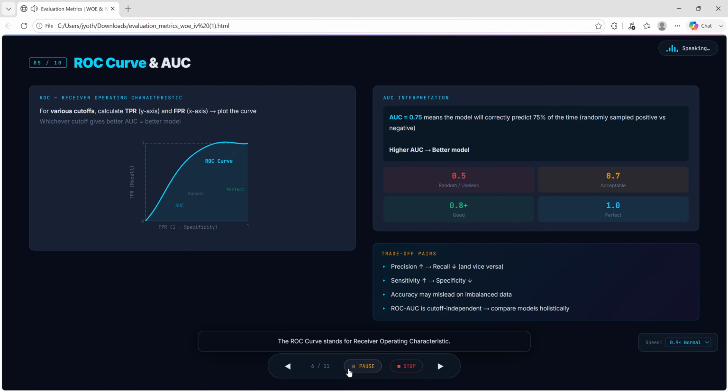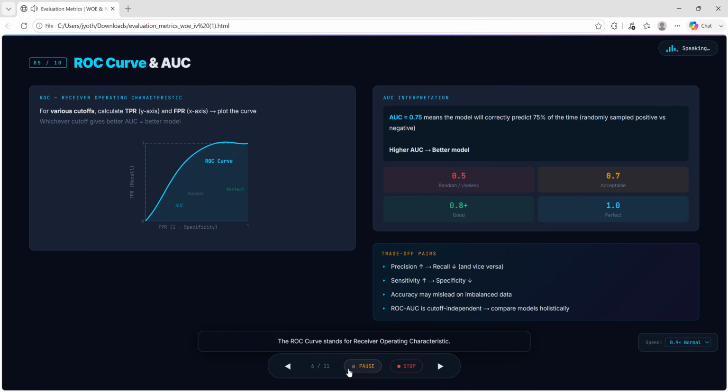The ROC curve stands for Receiver Operating Characteristic. Here is how it works. For every possible cutoff value, we calculate the true positive rate on the y-axis and the false positive rate on the x-axis. We plot all these points to get the ROC curve. The diagonal line represents a random model, no better than flipping a coin. A perfect model would hug the top left corner. The area under the curve, or AUC, summarizes the model in one number.